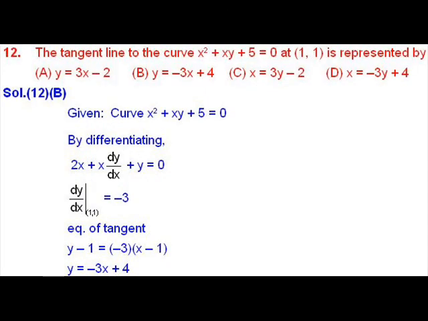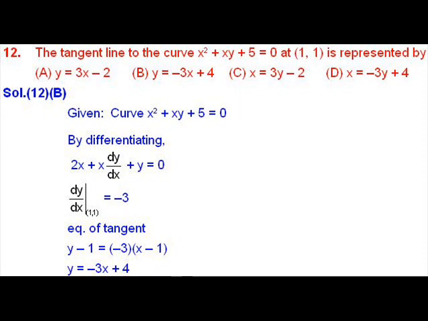Question number 12. The tangent line to the curve x square plus xy plus 5 equals 0 at (1, 1) is represented by. So given the curve x square plus xy plus 5 equals 0, by differentiation we will get 2x plus x dy by dx plus y equals 0. So we know that the first derivative shows the slope of the curve. So dy by dx at point (1, 1) is equal to minus 3.